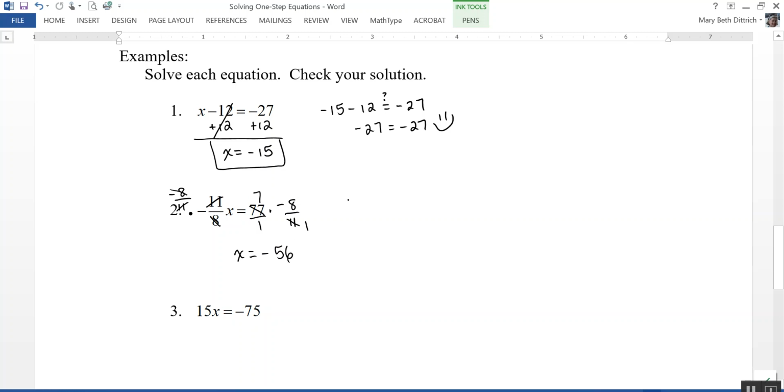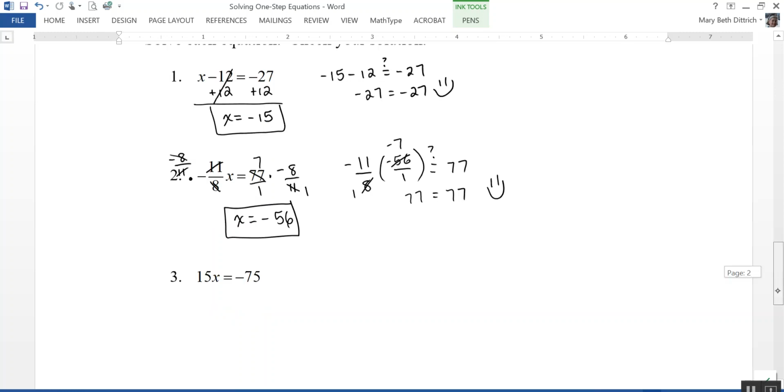So let's go ahead and check that and plug that back into our original equation. So negative 11 over 8 times negative 56. Actually, I think I'm going to write that as negative 56 over 1. That'll make it a little easier. Is that equal to 77? Okay, so again, I can do some canceling because 8 goes into 56 7 times. Leaves me with a negative 7. And negative 11 times negative 7 is 77. So 77 equals 77 checks. So my answer is x equals negative 56.